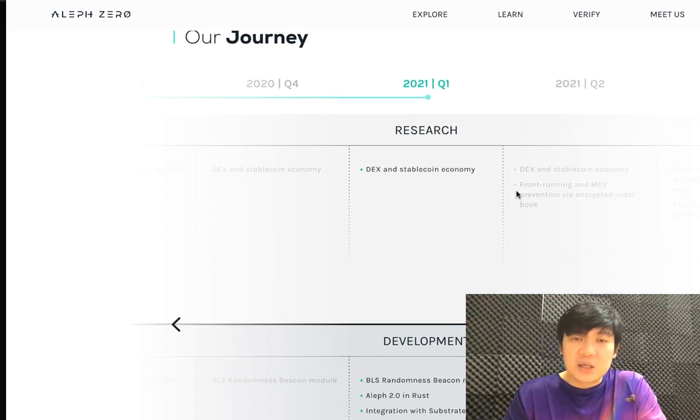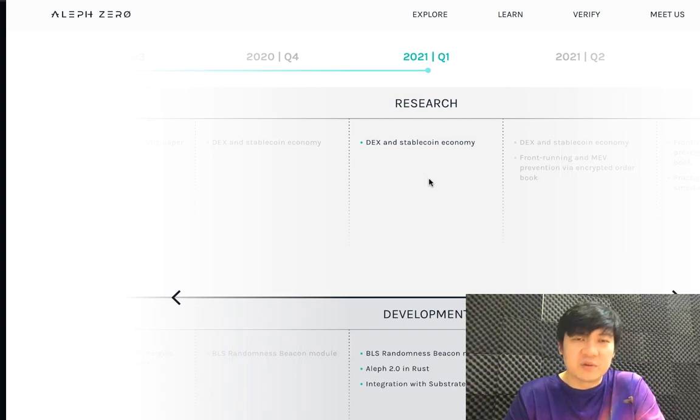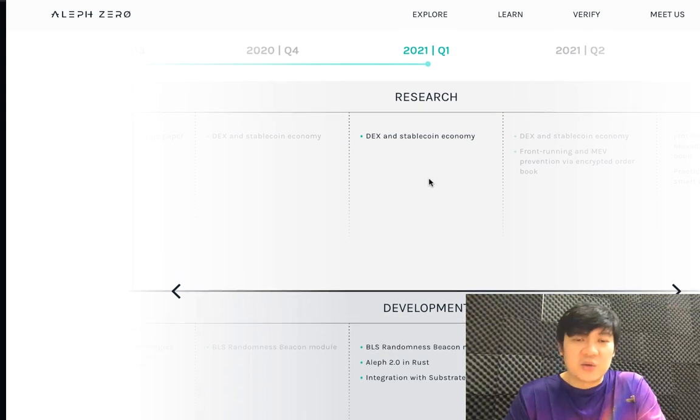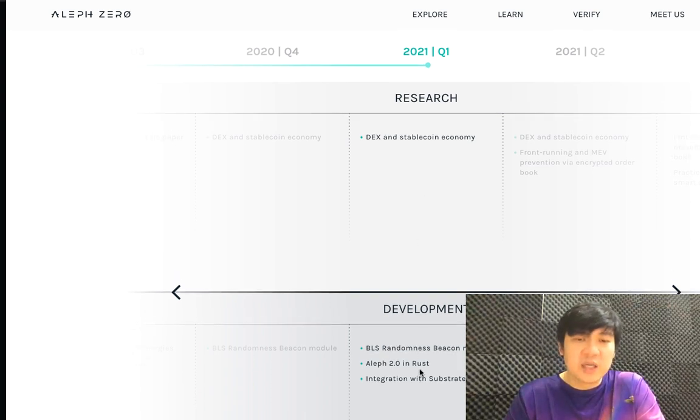Okay, so let's look at the project progress right now. So we're at 2021 quarter one, and right now the research is on DEX and the stablecoin economy. Obviously, it's very important. I think the understanding has evolved to a point where people understand that the mainnet coin has to be somewhat stable, as you can see with what Sora is doing.